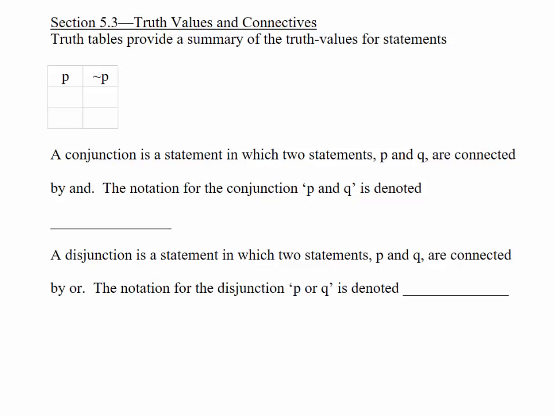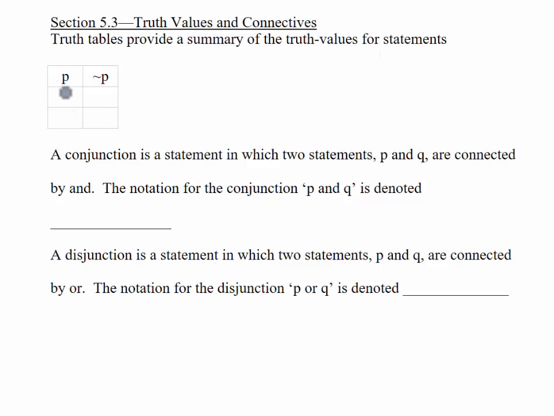This is chapter 5.3, and this time we'll be talking about truth values and connectives. I know it sounds like I'm speaking Greek, but I'm going to explain it to you and then it won't be hard at all. Okay, so truth tables provide a summary of truth values for statements.